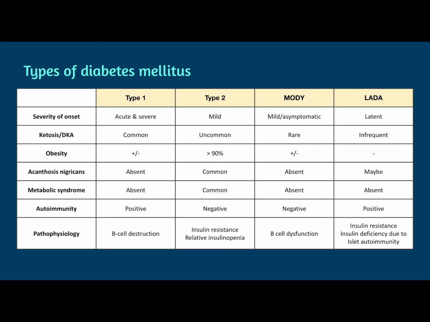So if you see here for type 1 diabetes, the pathophysiology relates to any conditions or causes that may lead to B cell destruction, hence reducing the amount of insulin secreted by the pancreas or close to none at all. However, for type 2 diabetics, they are mainly insulin resistant and have relative insulinopenia.